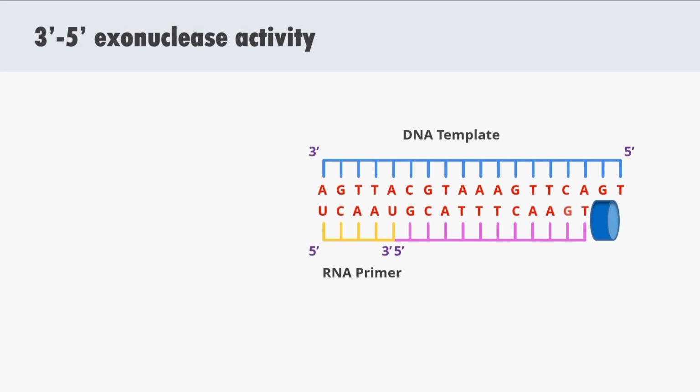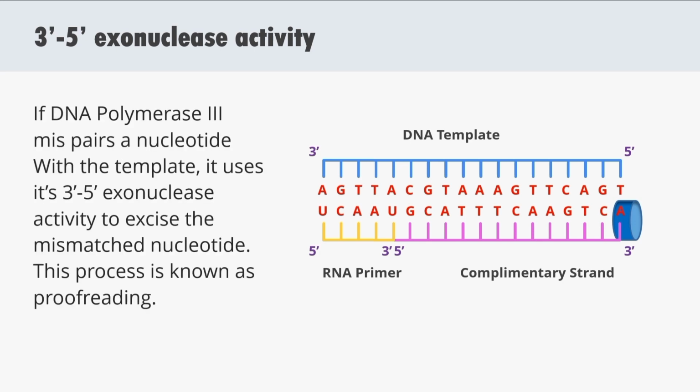So as each nucleotide is added to the chain, DNA polymerase 3 also checks to make certain that the base of the newly added nucleotide is complementary to the base on the template strand. So what we can say is that if DNA polymerase 3 mispairs a nucleotide with the template, it uses its 3' to 5' exonuclease activity to excise the mismatched nucleotide. As I told you earlier, this process is known as proofreading.